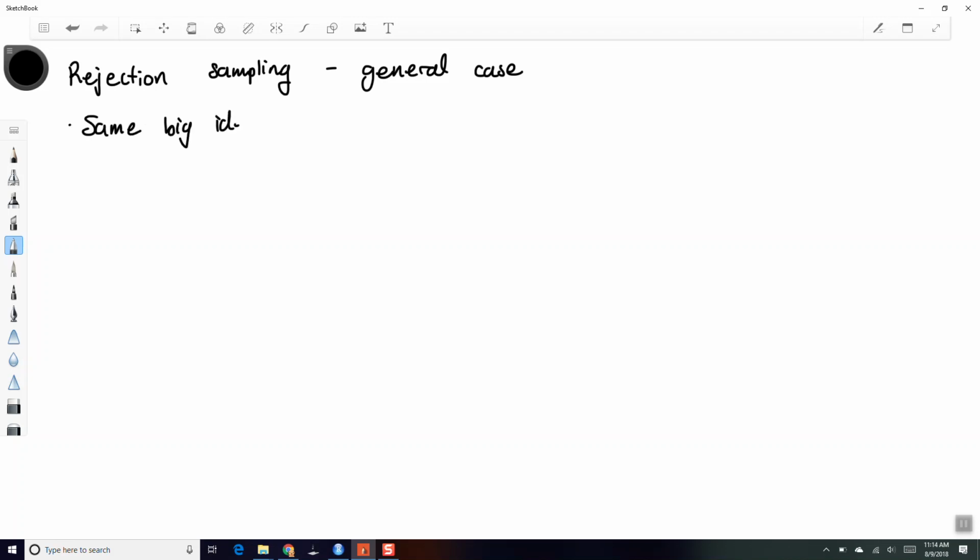We might have something where we don't have a uniform proposal, okay? And so this is the general case of rejection sampling. It's pretty much the same. It just maybe looks a little bit more complicated. Okay. So same big idea as before, and really the same steps, okay?